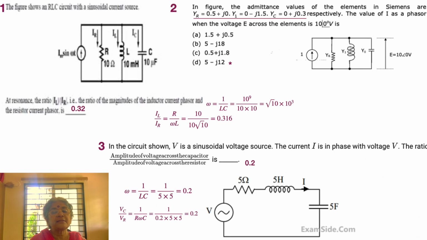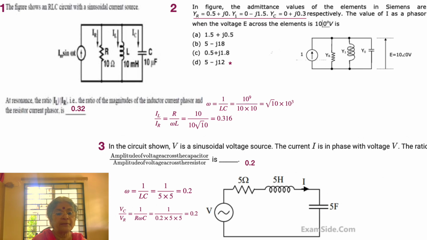At resonance, the most important aspect is that, be it parallel resonance or series resonance, the circuit becomes essentially purely resistive. And what is asked is the ratio of IL and IR, that is the ratio of the magnitude of the inductor current phasor and the resistor current phasor. Since both are phasors, division by root 2 is applicable for both, so we just need to find out IL by IR. So what is IL by IR?